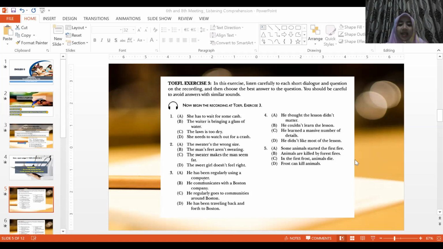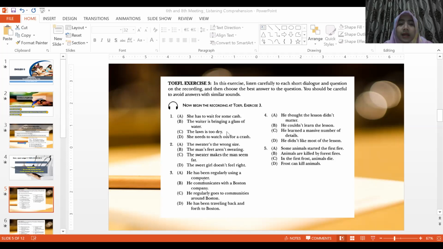Ya, tadi dari 4 pilihan ini bunyi yang mirip ada apa aja? Ini ya, cash, glass, dan crash. Iya, dan itu adalah bukan jawabannya. So the answer is the lawn is too dry. The lawn itu ya seperti kebun lah ya, kebun terlalu kering.